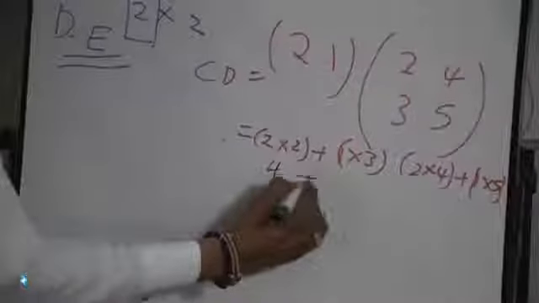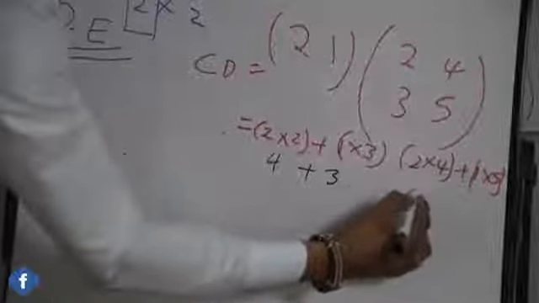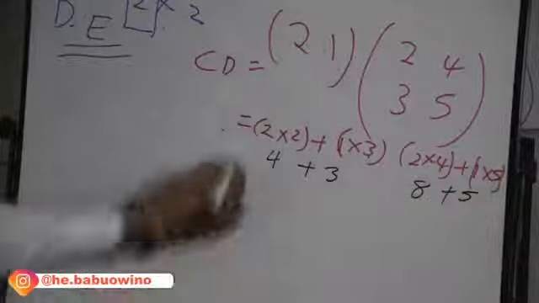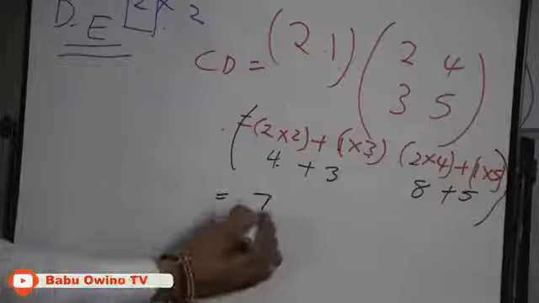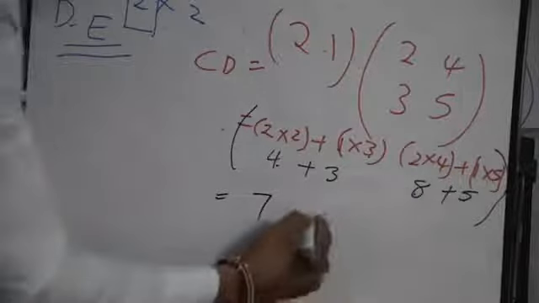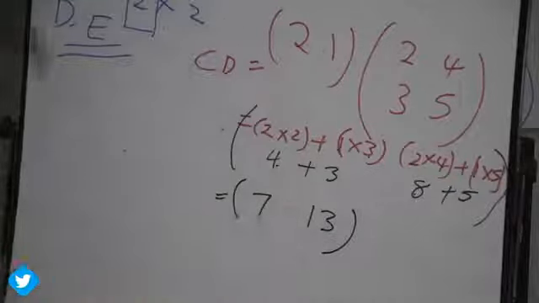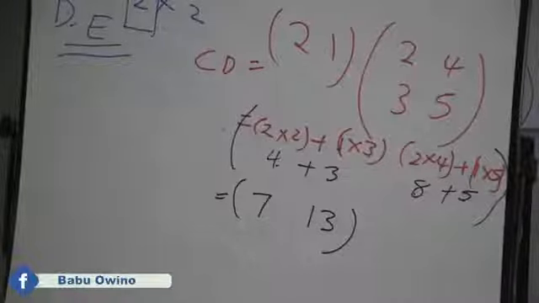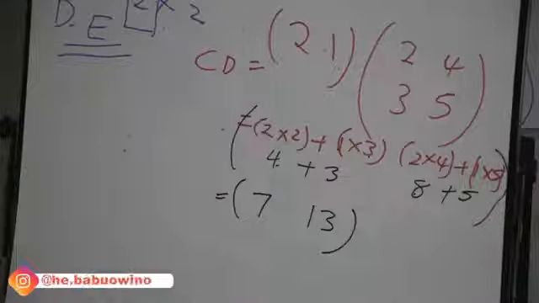So here what do we get? 2 by 2 is 4 plus 1 by 3 is 3. From this side we get 2 by 4 is 8 plus 1 by 5 is 5. So what do we get here? 4 plus 3 is 7. Then 8 plus 5 is 13. So when we multiply C times D, which is a 1 by 2 and a 2 by 2 matrix, you get a 1 by 2 matrix.